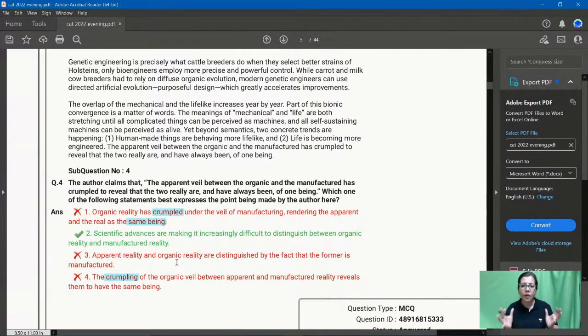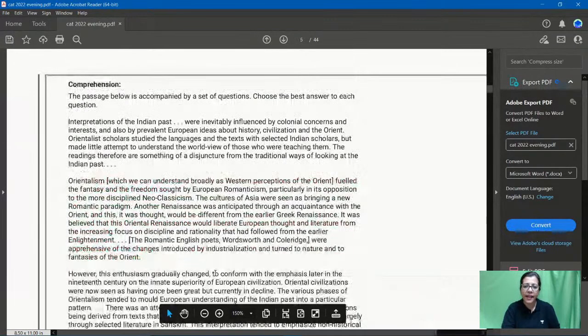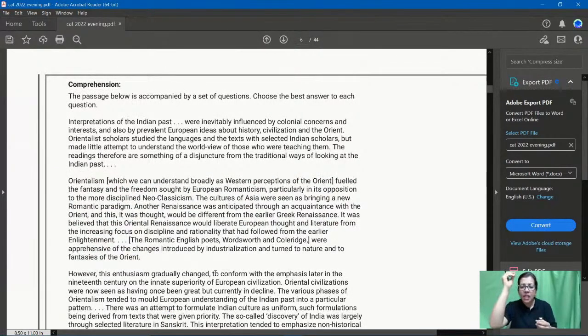It wins because it has better words. Scientific advances, that is what the passage said, are making it increasingly difficult to distinguish between organic reality and manufactured reality. The veil between the two is crumpling and being removed, and they are overlapping. So 3 questions out of this passage were very good and doable. These three questions with mini organized reading would have taken you something like 2, 4, 6 and 1, 7. 7 minutes flat for this passage.